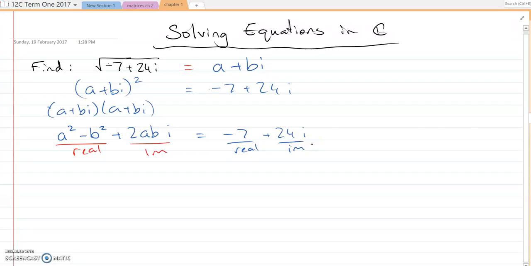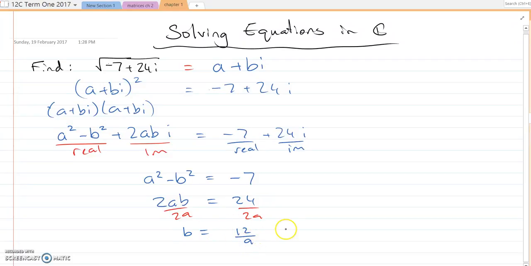If two complex numbers are equal, the reals have to equal the reals, and the imaginaries have to equal the imaginaries. So we've got a squared minus b squared has to be equal to minus 7, and 2ab has to equal 24. So basically we've got sort of simultaneous equations. We've got squares and times. You can't use matrices here, but let's rearrange this equation. Let's divide by 2a, and I'm going to get b equals 12 over a.